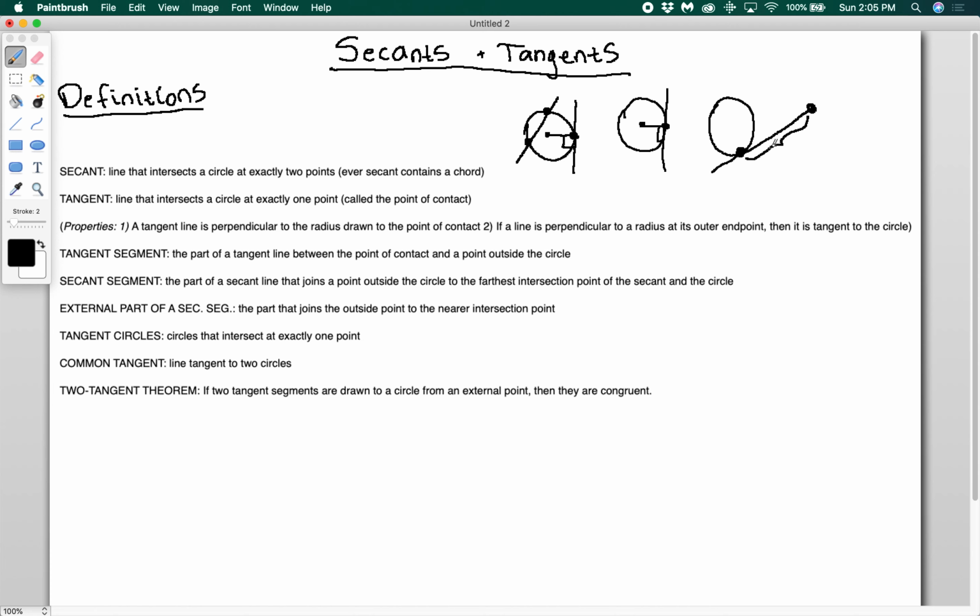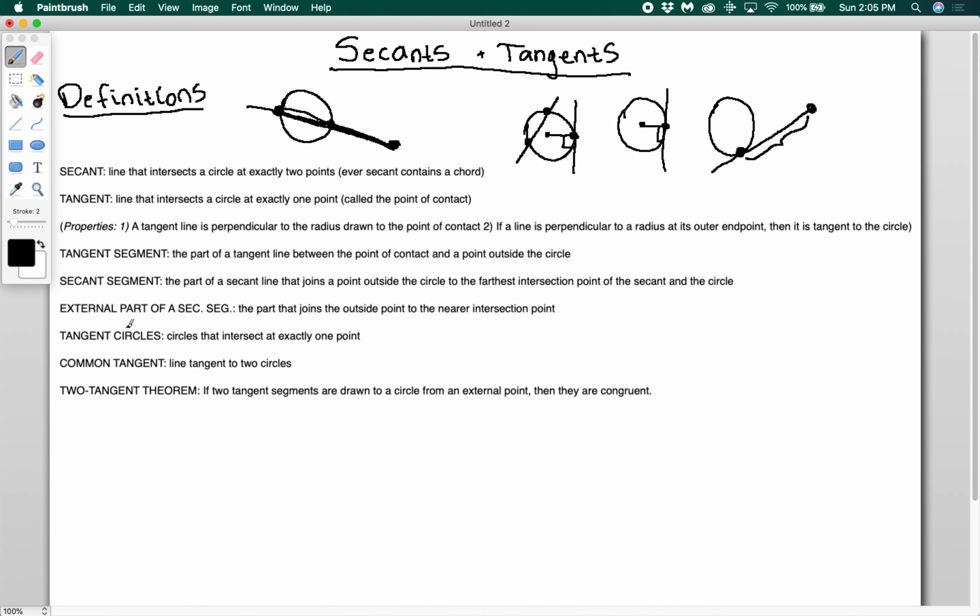Tangent segment. Secant segment: the part of a secant line that joins a point outside the circle to the farthest intersection point of the secant and the circle. So if I have a secant line like this, that intersects at these points, then my secant segment would be this whole thing here. This is my point outside the circle, and it connects it to the farthest point of intersection of the secant and the circle.